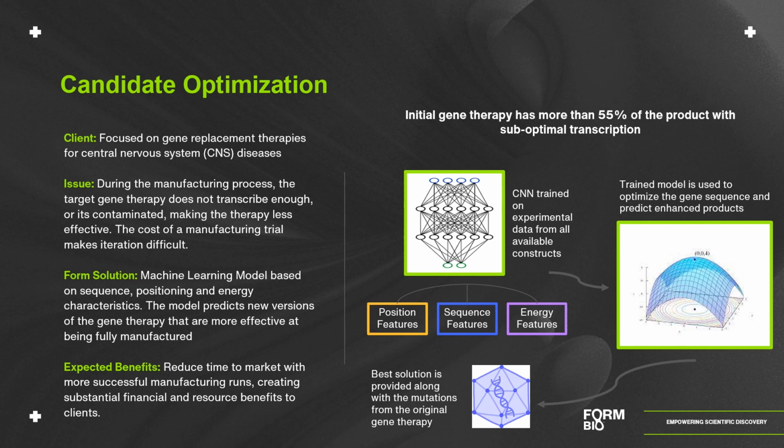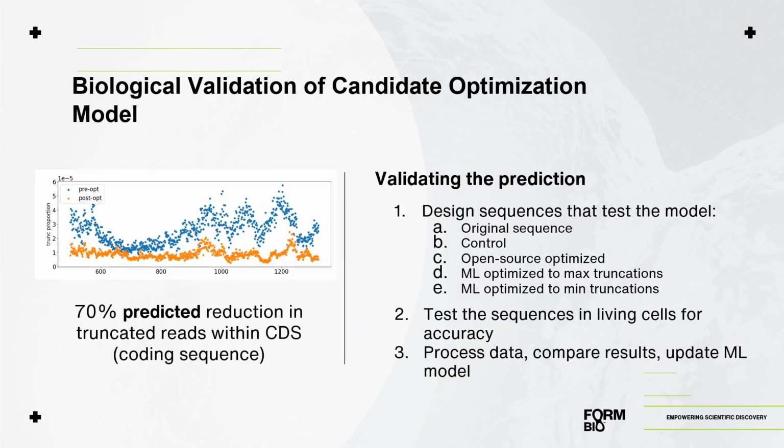But predictions alone don't mean much, so we are in the process of validating those predictions. We are collaborating with a lab at UT Southwestern to scientifically validate them. In our design, the validation methodology consists of growing the original sequence that we received. We'll also add a control sequence in that run. We are going to use one of the commonly used open source tools to optimize constructs, just to compare it to what we are doing. And then for our model, we'll use it in two ways.